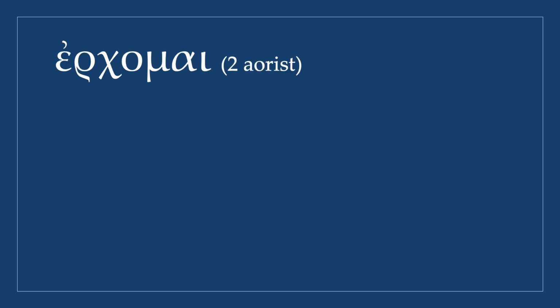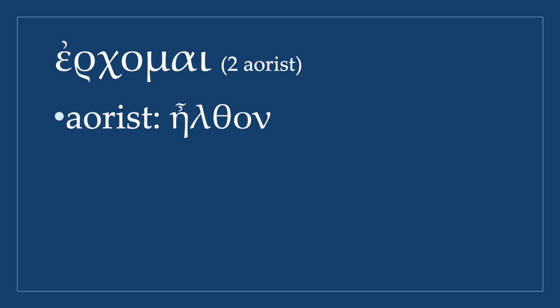Erchomai, another one, again hit pause if you need to, is a second aorist as well. This is one of the most common verbs in the New Testament again. The verb to come or to go I've used various times in my other videos, and as I've said before, is a second aorist that becomes elthon in its aorist form. So again, it looks very different to its present tense form, but is a very common word. So elthon, I came.